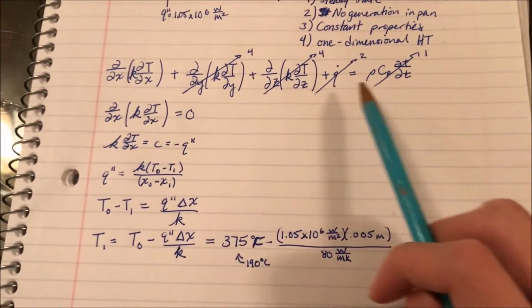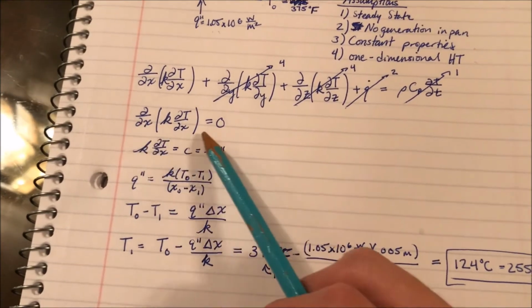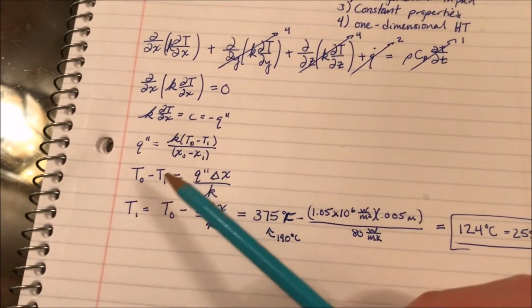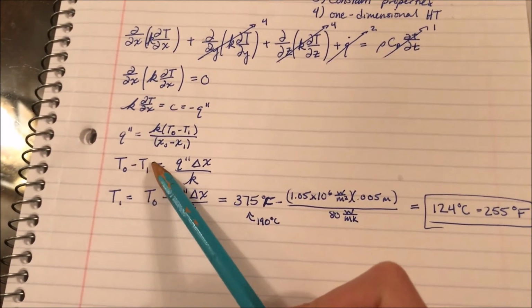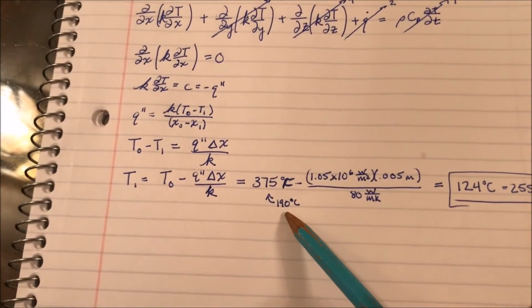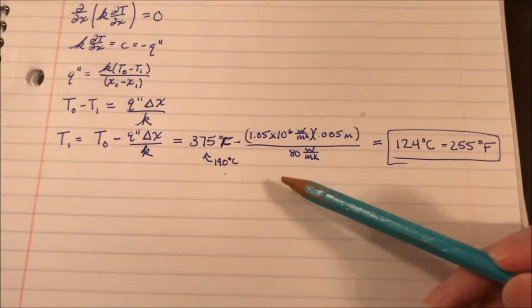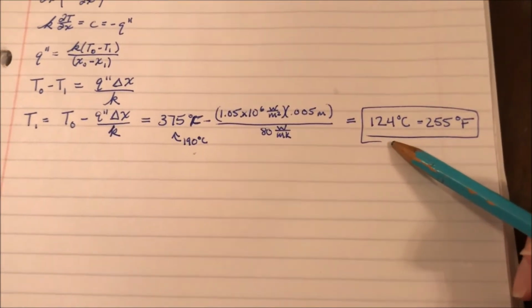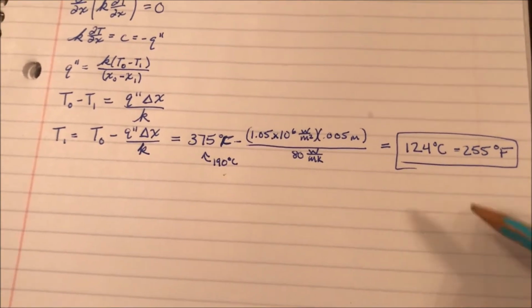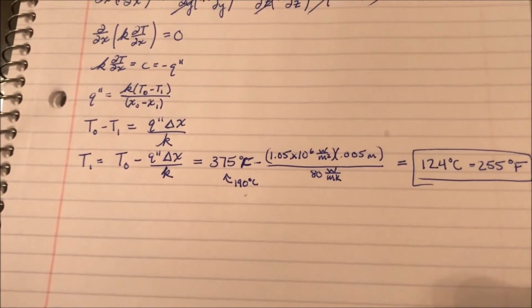So starting with our heat equation, we can knock it down to our x term equaling 0. Doing some integrations, we can isolate our temperature terms, plug in our initial surface temperature and our previous flux to get a surface temperature of 124 degrees C, which is well below the burning point of chicken.